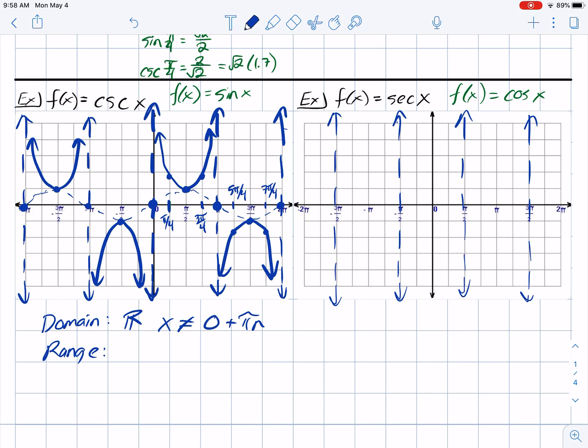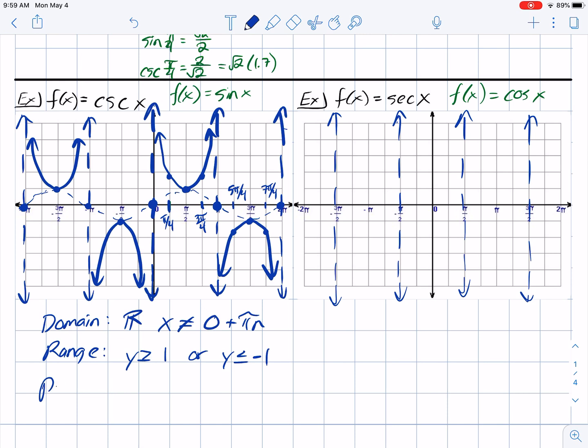The range would be y is greater than or equal to positive 1. Sorry, let's flip these around. Y is greater than or equal to positive 1, and we cannot write it like this because it's not including. So y is greater than or equal to 1, or y is less than or equal to -1. Okay. There is no amplitude because it doesn't go on. There's no maximum or minimum height from the midline.